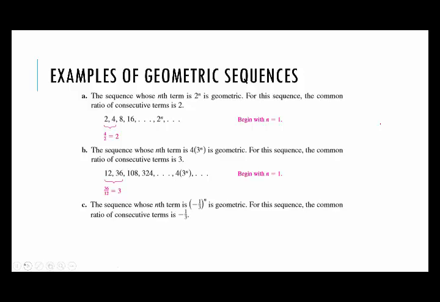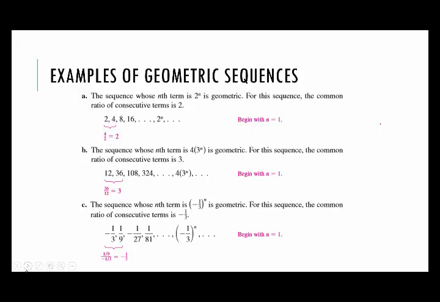The sequence whose nth term is negative 1/3 to the nth power is geometric. The ratio of the consecutive terms is negative 1/3. You go from negative 1/3 to positive 1/9, positive 1/9 to negative 1/27, negative 1/27 to positive 1/81. The ratio of those terms is negative 1/3.